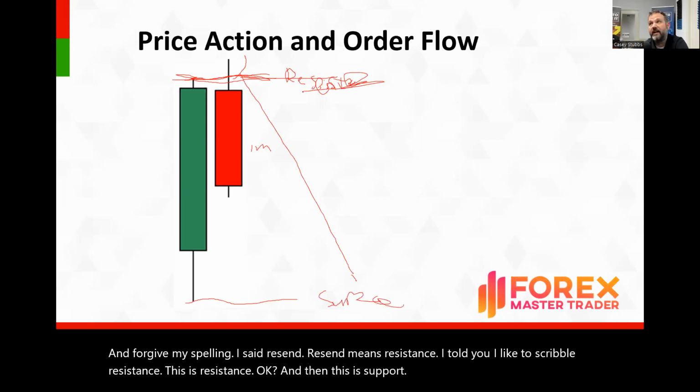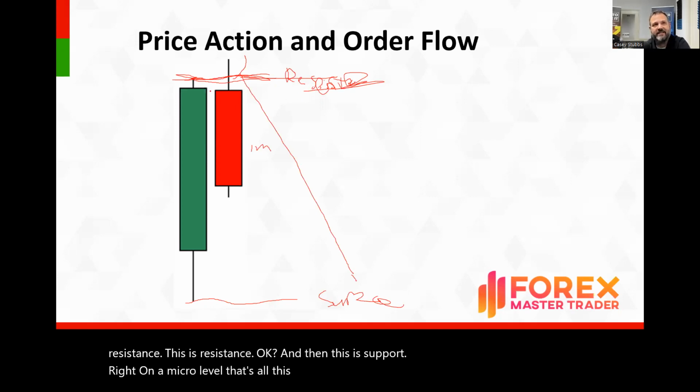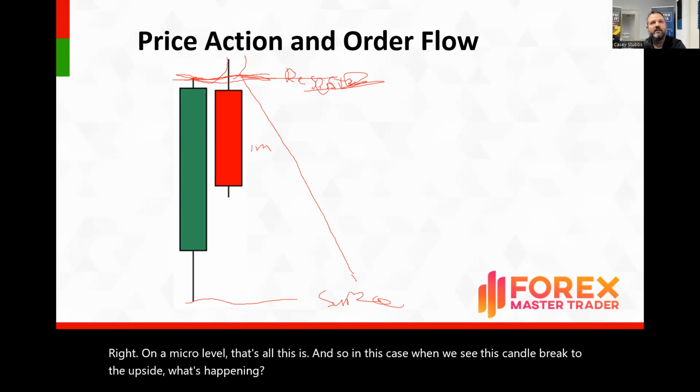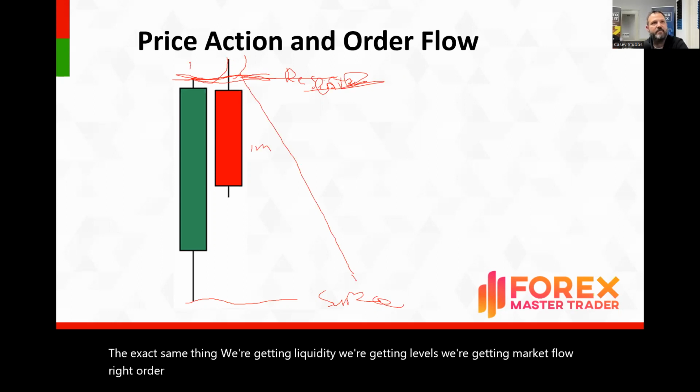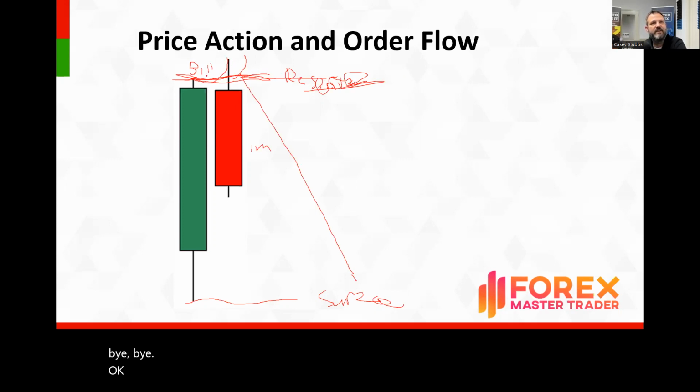On a micro level, that's all this is. And so in this case, when we see this candle break to the upside, what's happening? The exact same thing. We're getting liquidity, we're getting levels, we're getting market flow, order flow, supply and demand. People are buying here. Okay, they just went long. We got the breakout. These are the breakout traders. They're going the next direction.